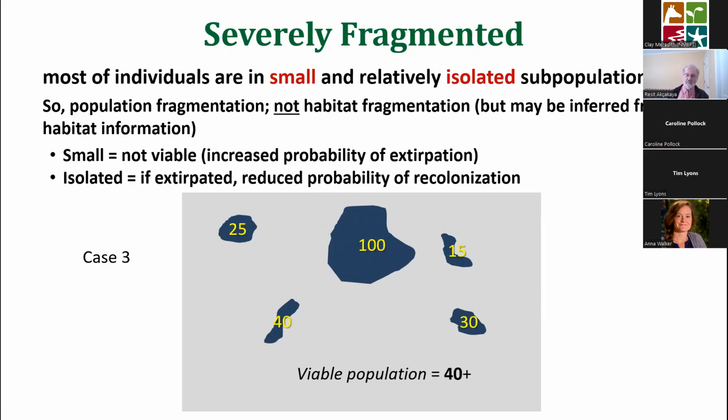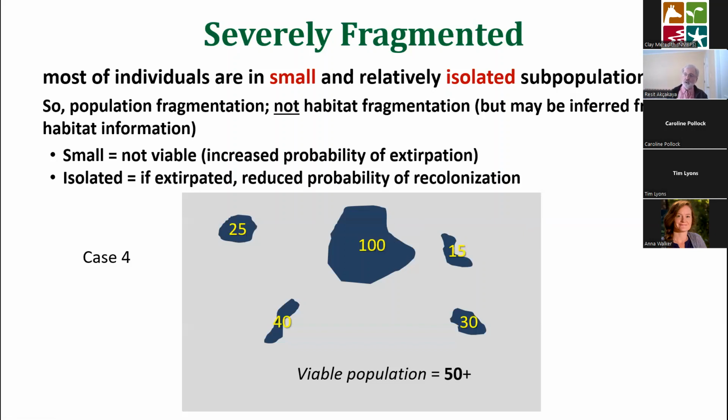Suppose that we looked at the evidence. We said that populations with 40 individuals or so persist for a long time, and that we can easily consider any population that has 40 individuals or more to be viable, or it can be 40 hectares, whatever this unit is. Now, in that case, is this severely fragmented or not? In this case, it is not severely fragmented because if you count the number of individuals in the populations that are viable, it's 100 plus 40 versus not viable, it's 30 plus 15 plus 25. Most individuals are in populations that are not small, right? So since they are not small, it's not severely fragmented.